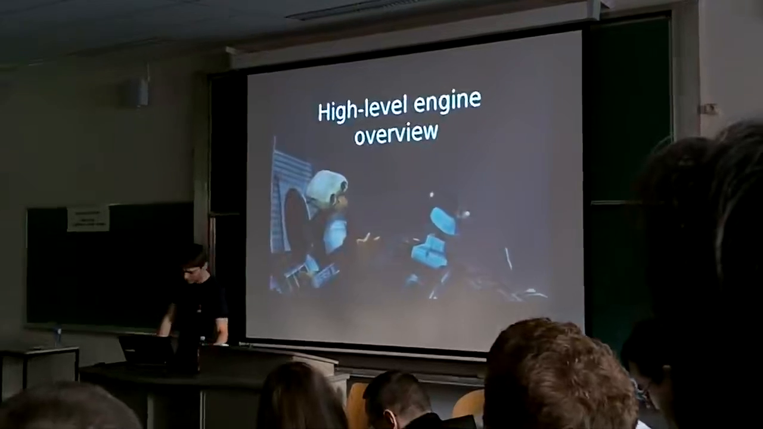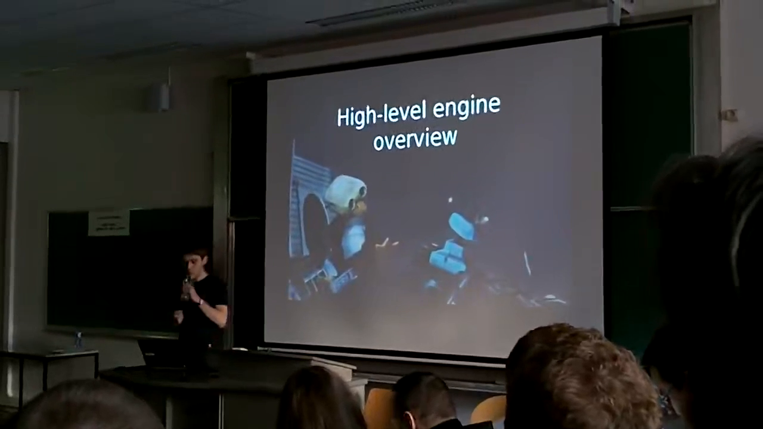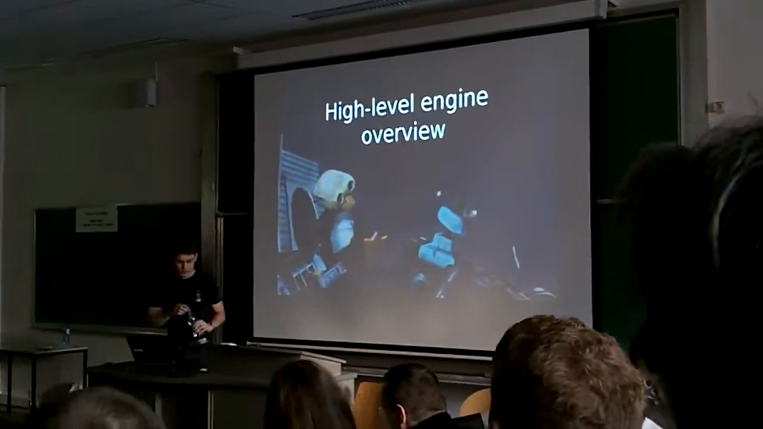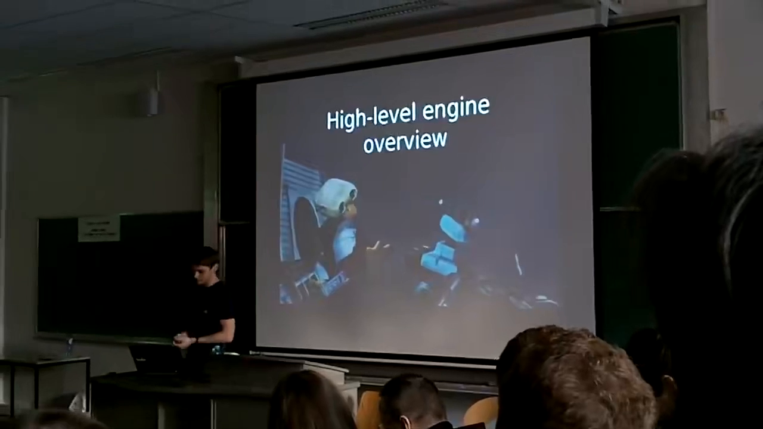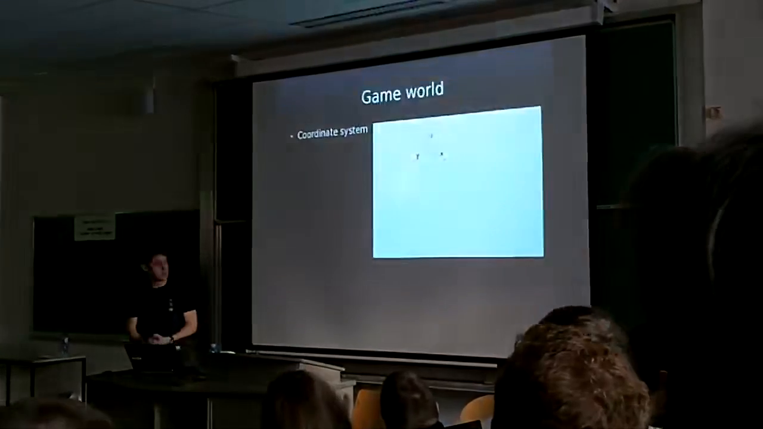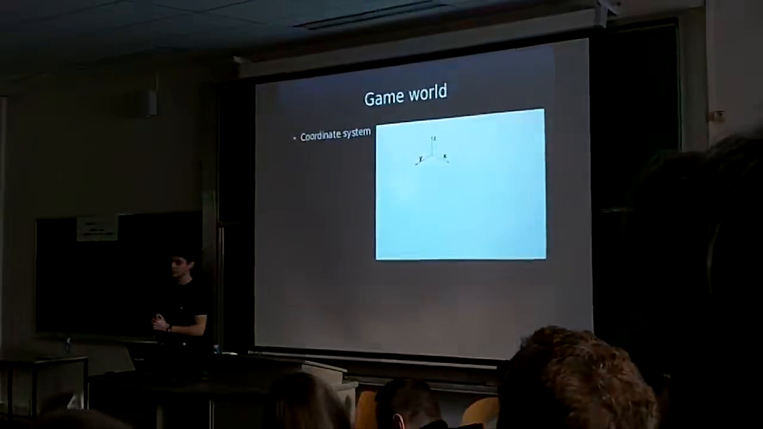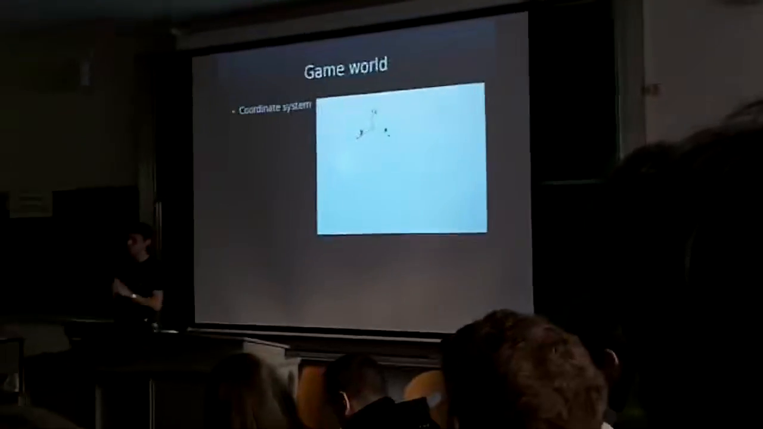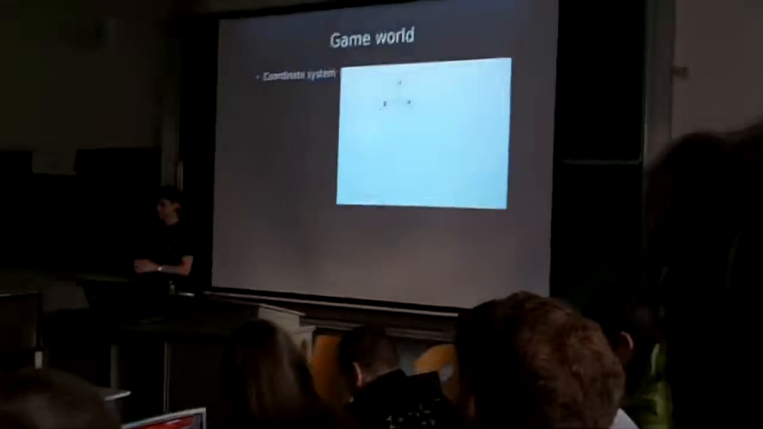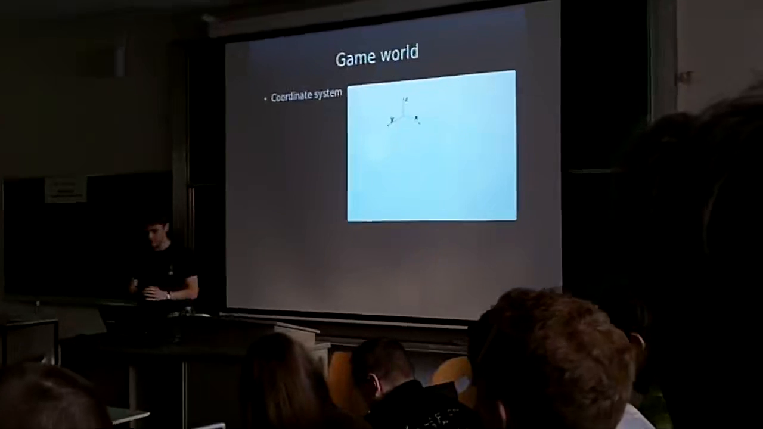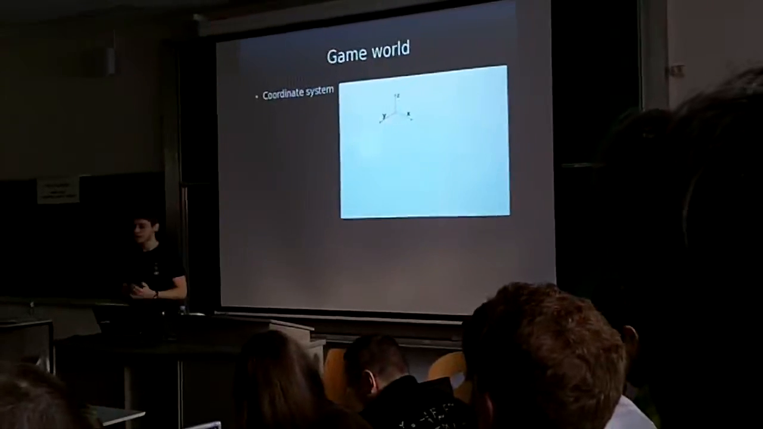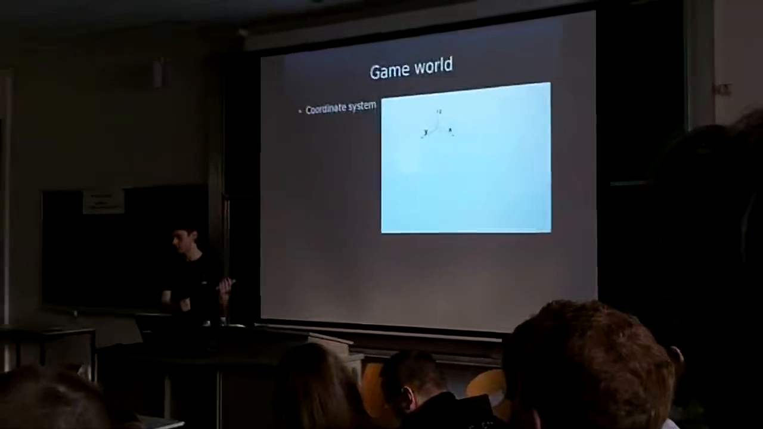Okay, so you know what the game is. Now I'm going to explain how it's written, how it's built. So the first thing I want to talk about is the game world. All video games are about the simulation of a virtual world. Now you have seen the world. And the first thing that you need to simulate a world like this is a way to locate objects in this world. So you need a coordinate system.